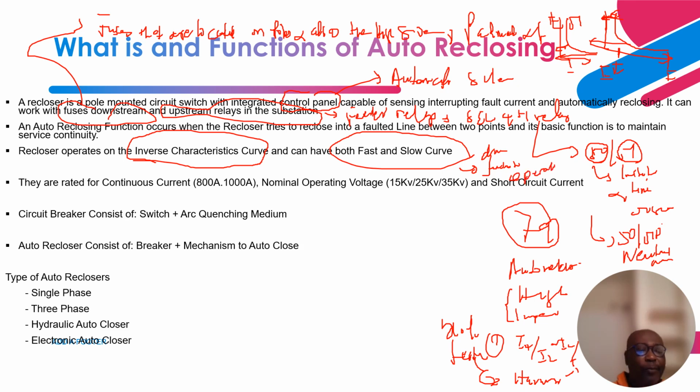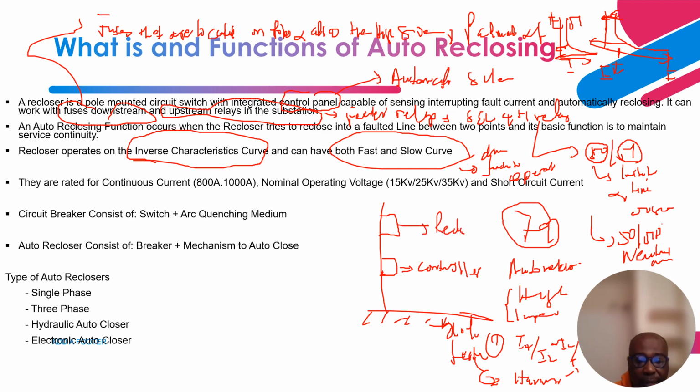They are really just like a breaker. So basically, like I told you, you see that the recloser is pole mounted right on top of the pole, right? And the controller is right here. If this is the pole, the controller is right here, and the recloser is right here. The recloser is basically a circuit switch or breaker, and the controller is the one that controls the operation of the recloser.